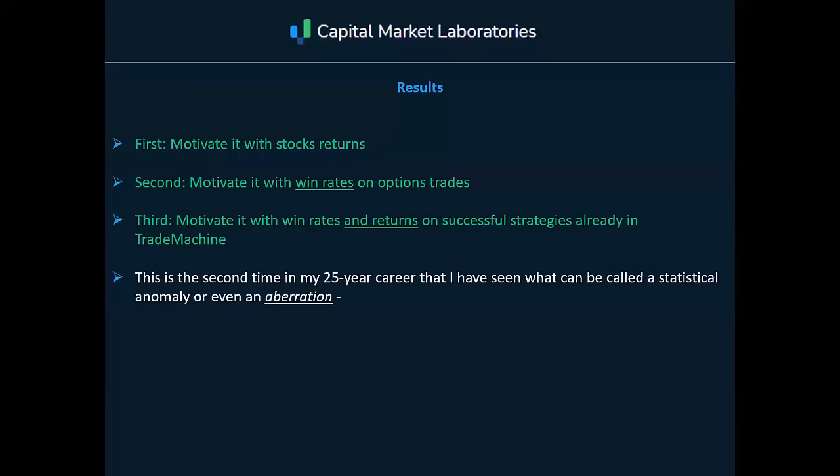This is the second time in my 25-year career that I've seen what can be called the statistical anomaly, or even an aberration. An aberration is a departure from what is normal, usual, or expected. This is remarkable.